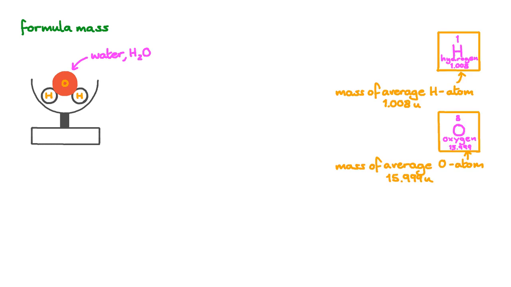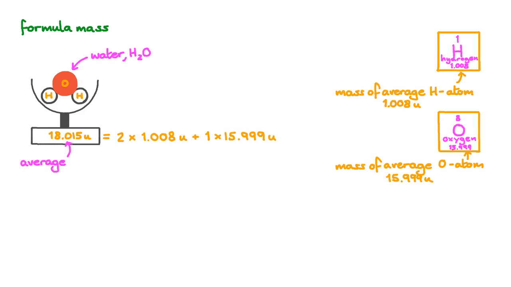We don't know for sure which isotopes are in this particular molecule, but we do know on average that each atom of hydrogen has a mass of 1.008 unified atomic mass units from the periodic table, and each atom of oxygen has a mass of 15.999 unified atomic mass units. To work out the mass of the average water molecule, all we need to do is add the masses of the atoms together, giving us 18.015 unified atomic mass units.